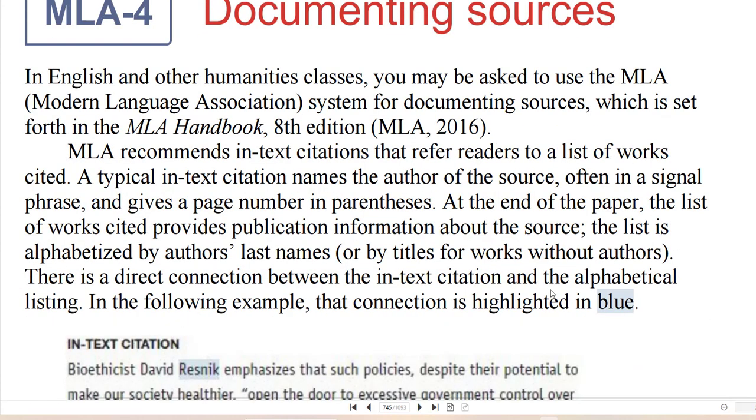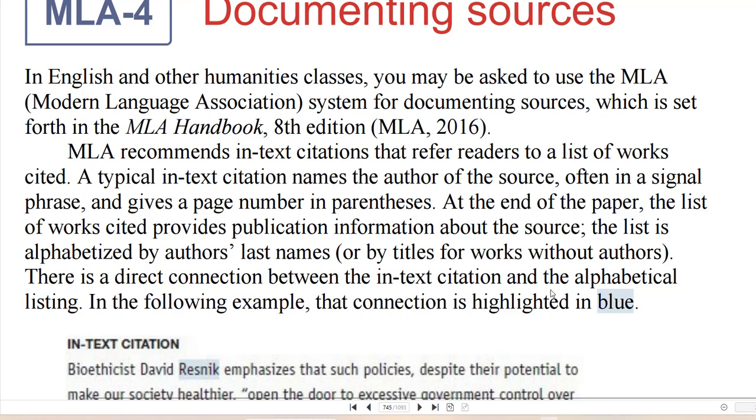And so in English and other humanities classes, you may be asked to use the MLA, Modern Language Association, system for documenting sources, which is set forth in the MLA Handbook, 8th edition. MLA recommends in-text citations that refer readers to a list of works cited. A typical in-text citation names the author of the source, often in a signal phrase, and gives a page number in parentheses. At the end of the paper, the list of works cited provides publication information about the source.